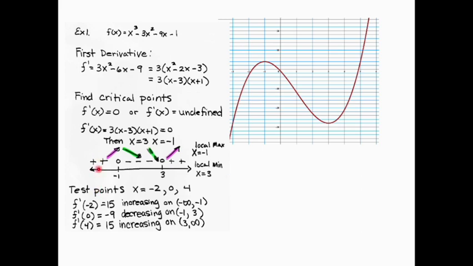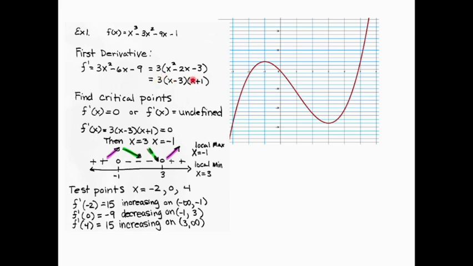I want to pick a test point on each of those intervals. It doesn't matter what the test point is as long as it lies on that interval. And you cannot use your critical values. It has to be something in between. For this interval here, I chose a test point of -2. So what we're going to do is plug -2 into our derivative.